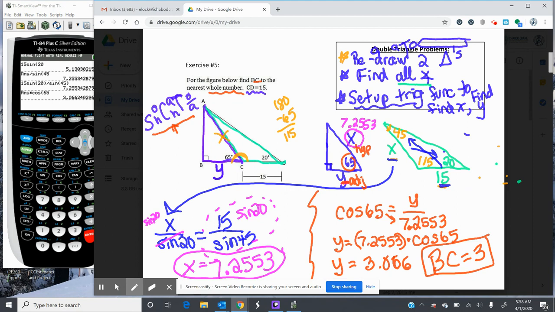So I know it seems long, but again, we're using our law of sines here first. We set up a side over its opposite angle, a side over its opposite angle. So please make sure you're finding all the angles.